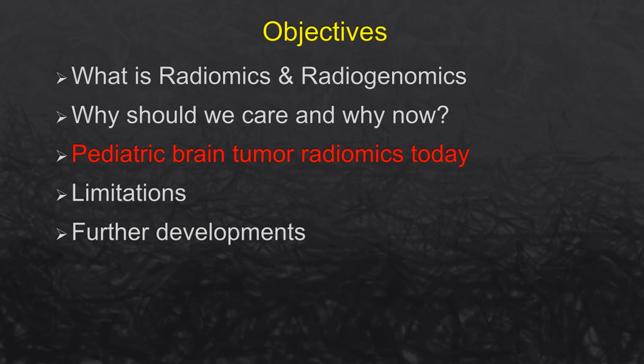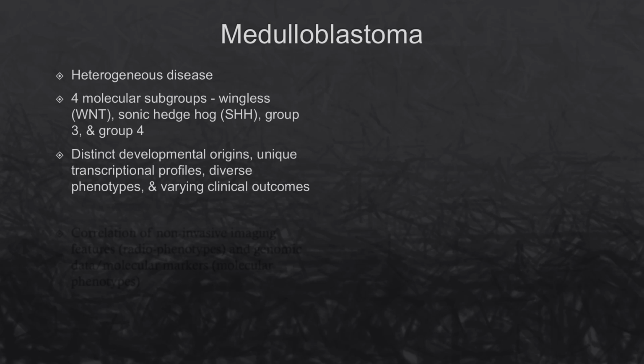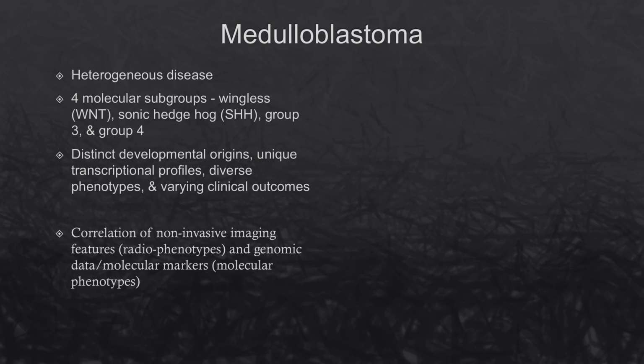So let's talk about pediatric brain tumor radiomics today. I'll give you 3 examples to show you why this is important. Some specific examples here would include medulloblastoma. It's a heterogeneous disease. There are 4 molecular subgroups. We have the wingless, sonic hedgehog, group 3 and group 4, and they have distinct developmental origins, unique transcriptional profiles, diverse phenotypes, and varying clinical outcomes. And you have to correlate these non-invasive imaging features like radiophenotypes and genomic data and molecular markers to come up with a good radiomics-based profiling of these tumors.